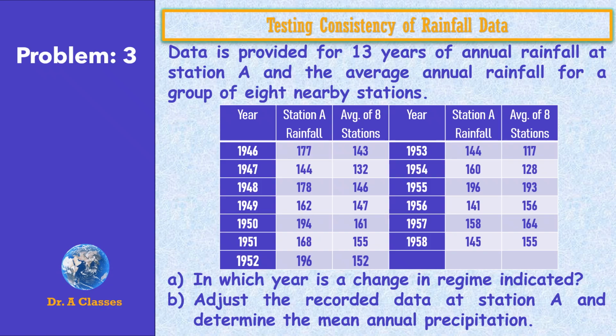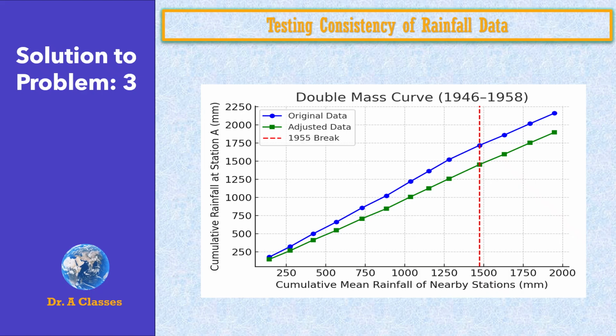The graph shows the double mass curve for rainfall data from 1946 to 1958. The blue line represents the original data and the green line shows the adjusted data. A clear change in slope occurs around 1955, shown by the red dashed line, indicating inconsistency likely due to a station shift or instrument change.